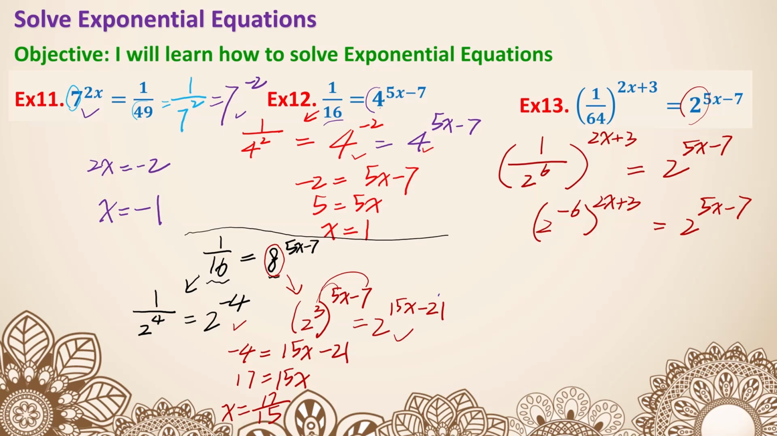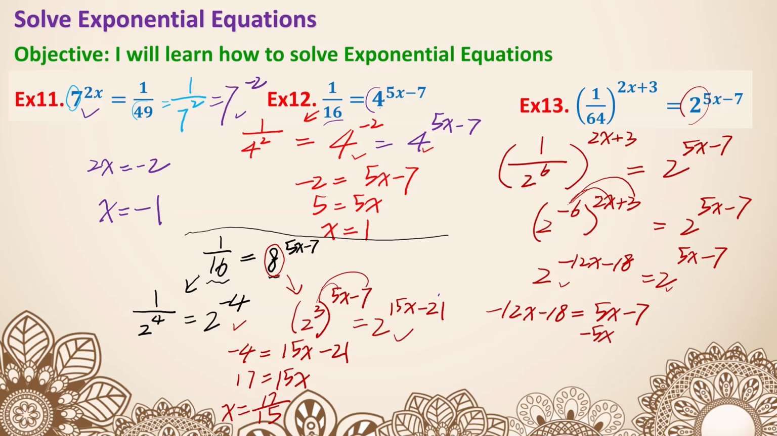Again, whenever you deal with the power rule, it's multiplying between the exponents. And that means you actually sometimes have distribution to do like this. Negative 6 times 2x, and then negative 6 times 3. So it's negative 12x minus 18. That equals 2 to the 5x minus 7 power. Same base, so the exponents have to be equal to each other. Negative 12x minus 18 equals 5x minus 7. Subtract 5x over, add 18 on both sides. We have negative 17x equals 11. So x equals negative 11 over 17. That is example 13, and that is everything for the solving exponential equation lesson. Thank you.